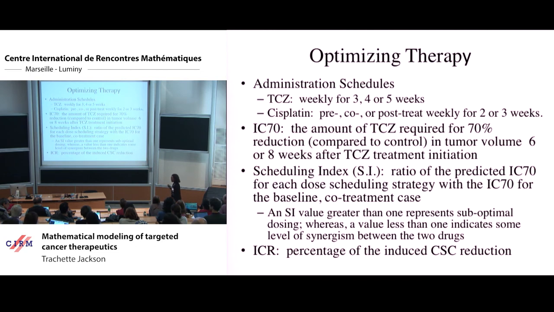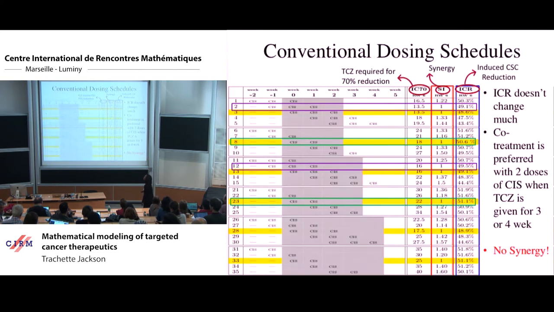So we want the percentage of induced stem cell reduction. So those are the three metrics. And then we can run simulations to see what happens. So let me walk you through this table.